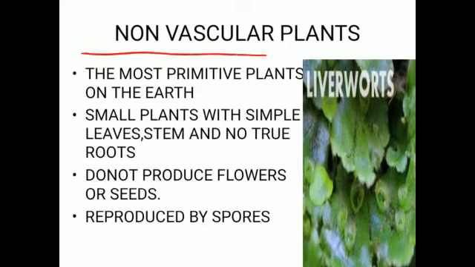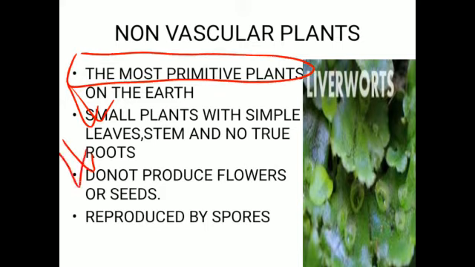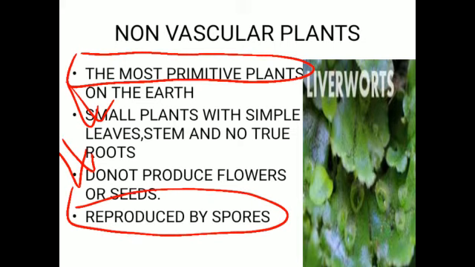These are the most primitive plants on the earth. They are small plants with simple leaves, stems and no true roots, meaning their level of development is lower than the vascular plants, which have a proper system of roots, stems and tissues. These plants cannot reproduce by producing flowers or seeds. Rather, they reproduce by producing spores.